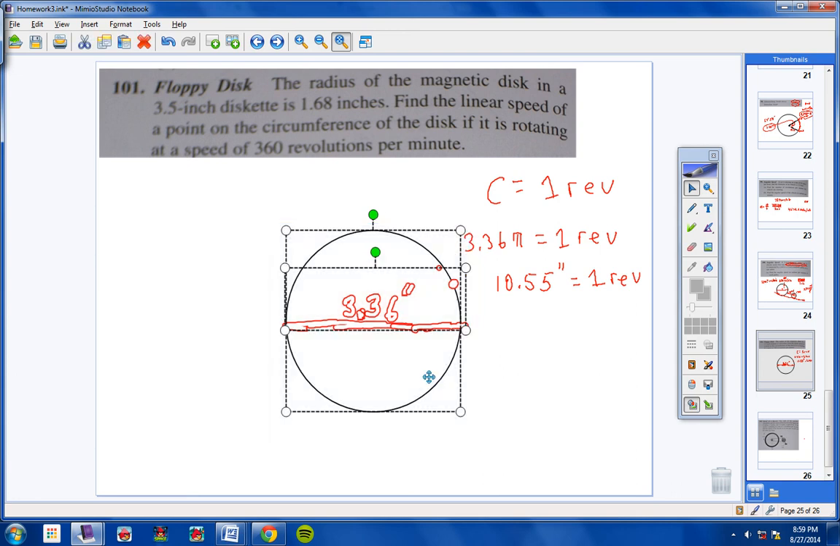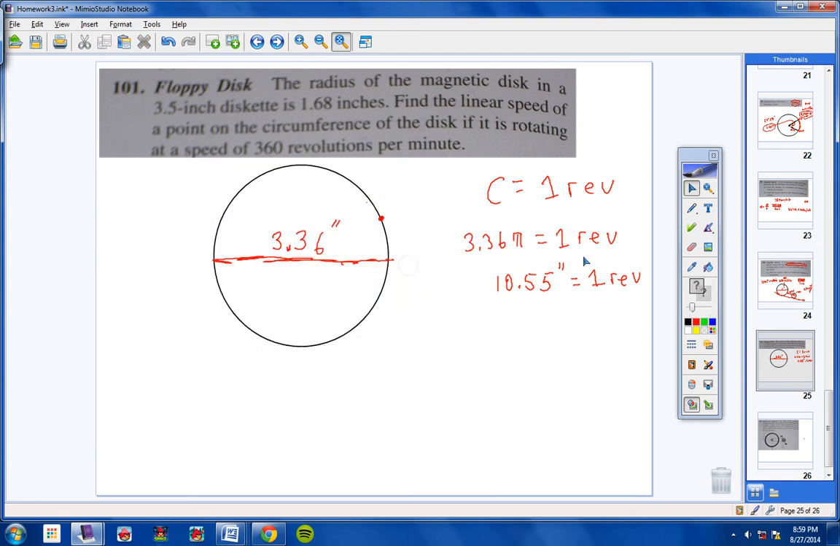Okay, let's slide this out of the way here if we can. There we go. Okay, they tell us the speed of this little dot right here is 360 revolutions per minute, or per 1 minute.